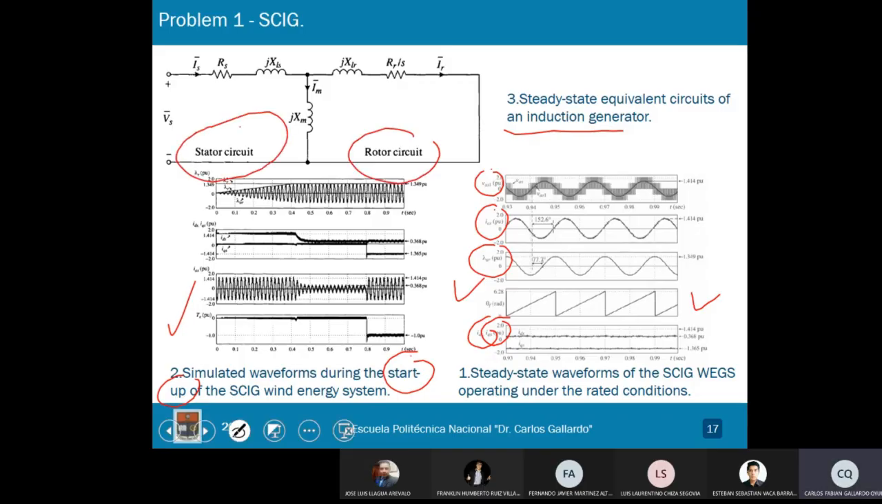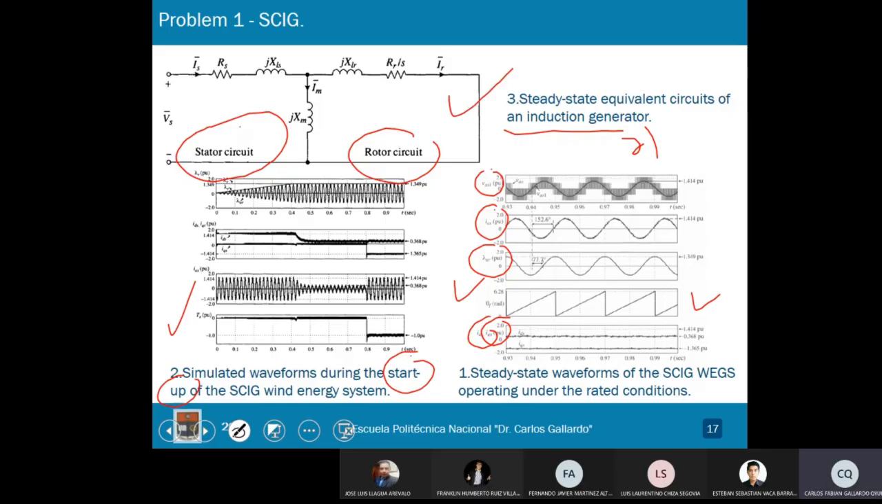So the problem is asking me to compute the root mean square and peak values of the stator current. This is question A. Question B is the root mean square rotor flux linkage. Later on, the current peak values, and finally, the DQ axis stator voltage. So for this problem, I will use this equivalent circuit.